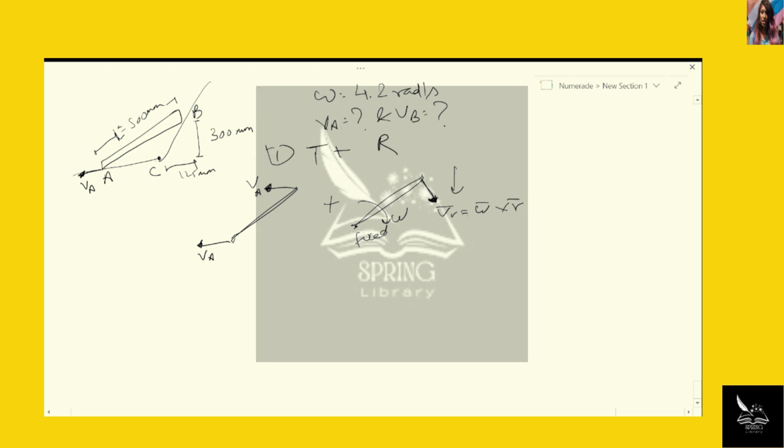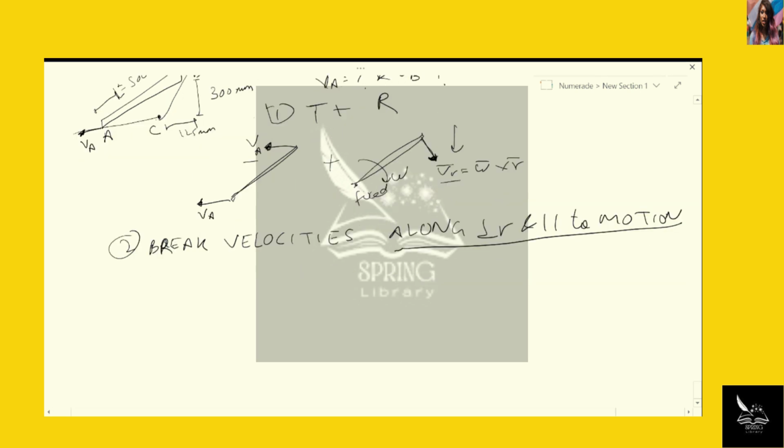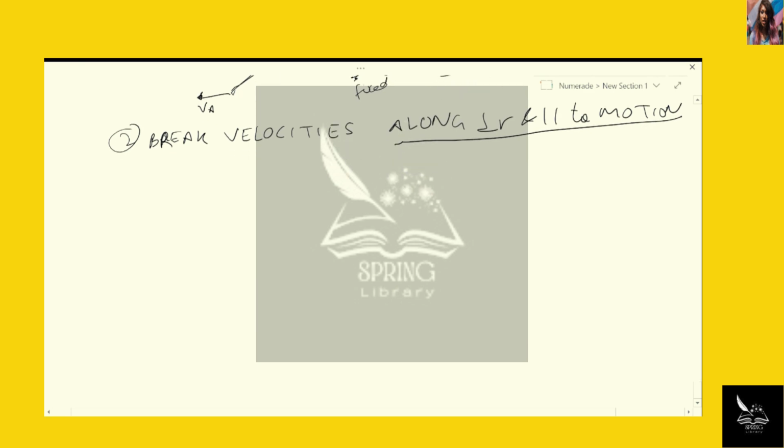So now we need to add VR and VA to get the net velocity, and we do that in step 2. This is break velocities along, perpendicular and parallel to motion. So motion in this case will be along the wall. So we have to do it parallel and perpendicular to the wall. So again, we have to be careful in drawing these things. So this is our wall. This is where the motion is going to be.